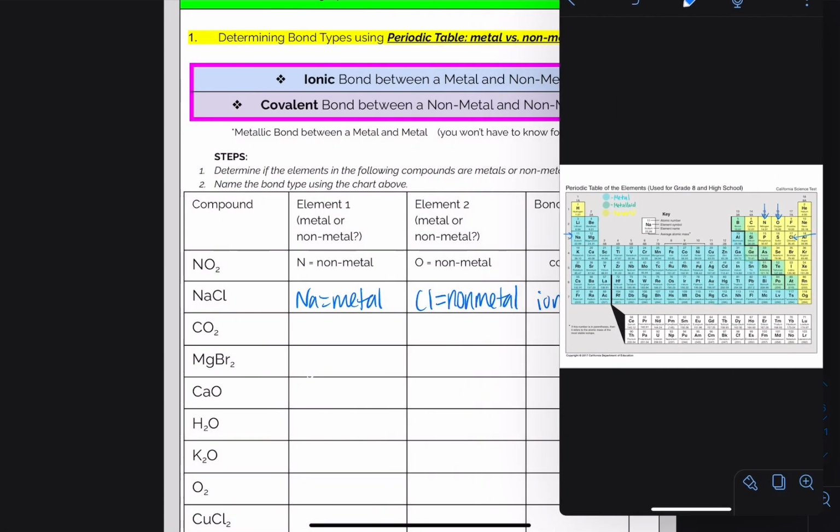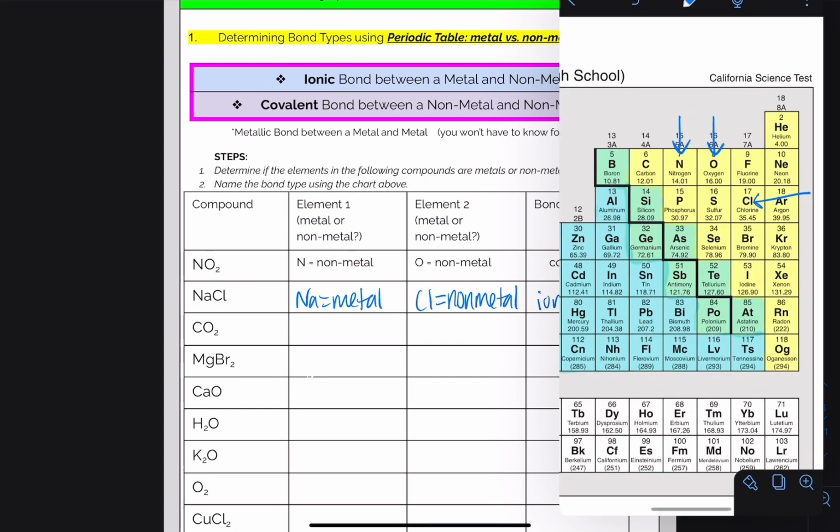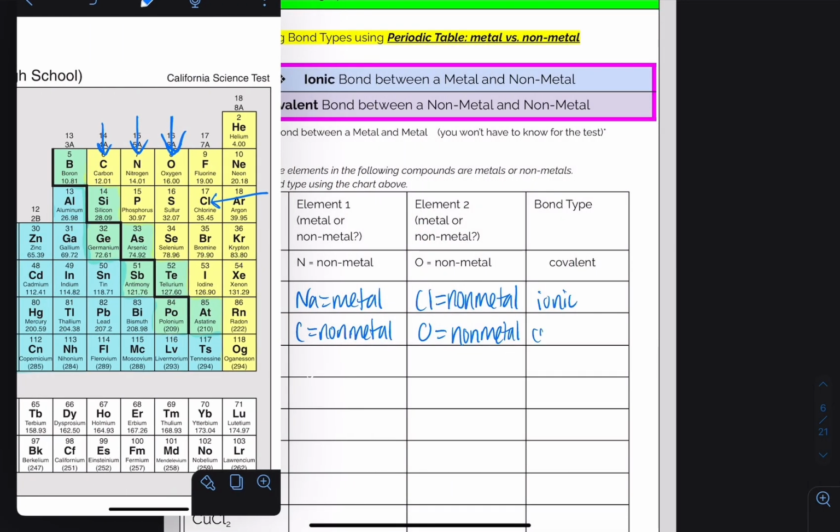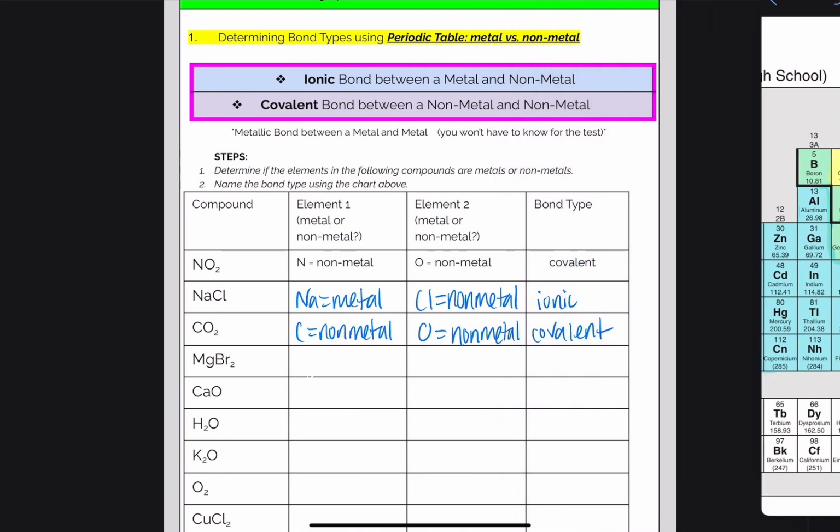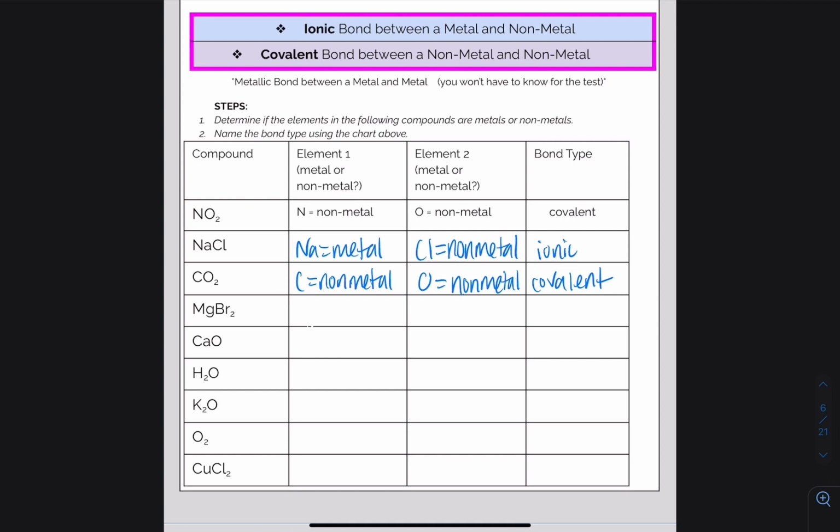And then let's do another example. CO2: C is carbon, it's over here. Oxygen, we already looked at, it's right there. So we have two nonmetals. And whenever we have two or more nonmetals, that makes a covalent bond. Figure out where the metals are, where the nonmetals are, and whichever combination you have, you're going to look at this over here to figure out if it's an ionic or covalent bond.